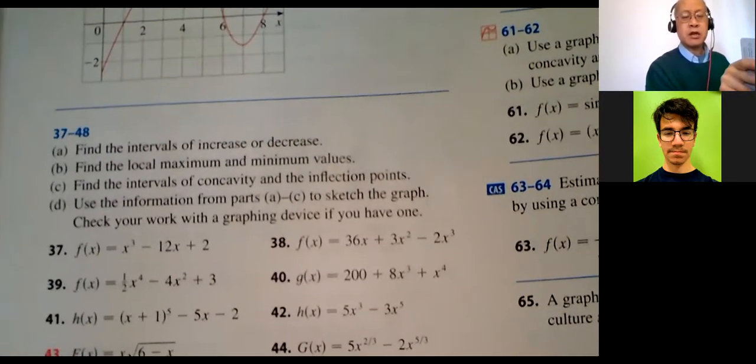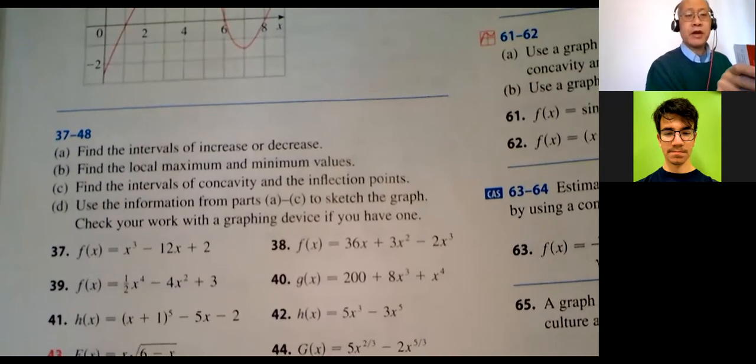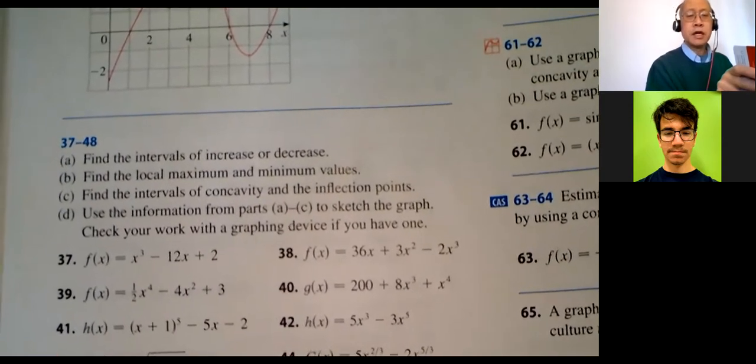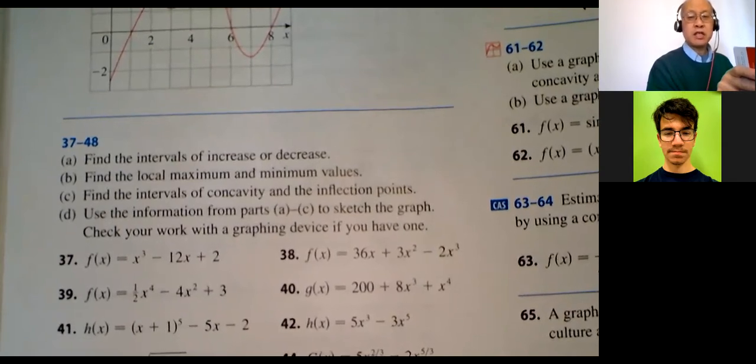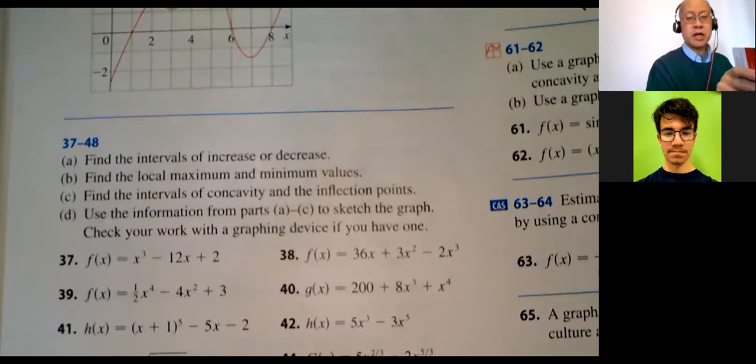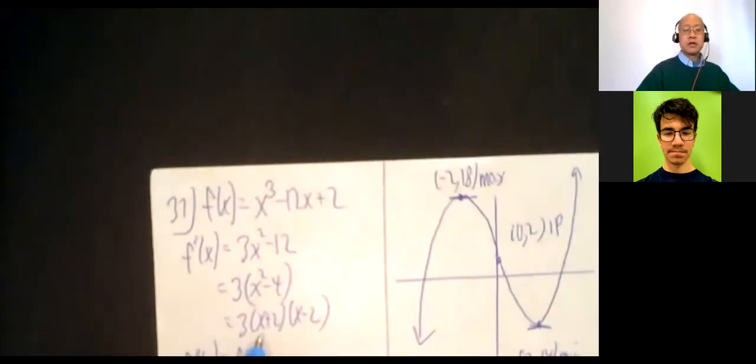Okay, f of x equals x cubed minus 12x plus 2. Okay, so look above. A, intervals of increase and decrease. B, local max and min. C, intervals of concavity, inflection points. Okay, and then D, sketch the graph. And never mind about checking your work with a graphing device. If you have one, great, but let's assume that we don't. Okay, x cubed minus 12x plus 2.